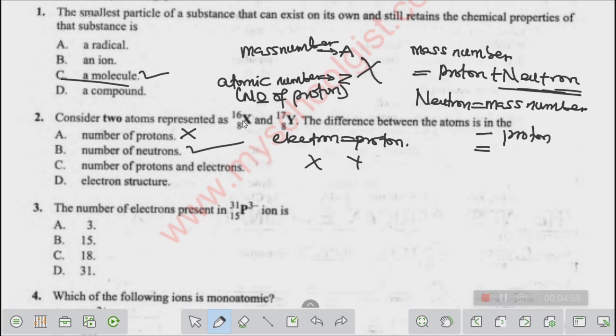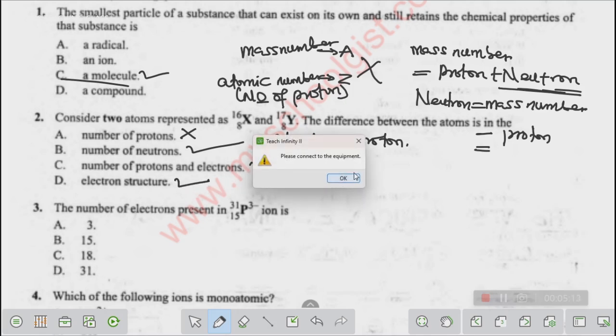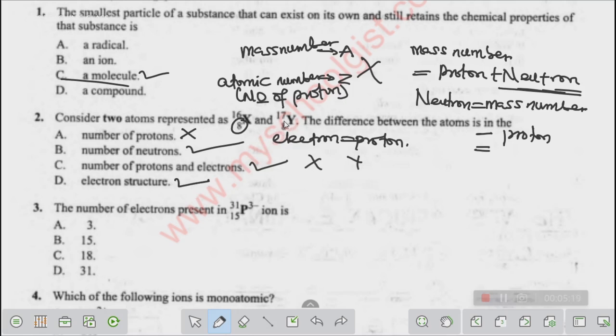So it means both of them, since the 8 is the atomic number, that is the number of protons, the number of electrons also will be 8. So option C is also correct. And they said electron structure. Yes, since they have the same atomic number and the same number of protons, they will have the same electronic configuration. If you want to write the electronic configuration, it will be 2, 8, and the second one also will be 2, 8. So they will have the same electronic configuration. Even if you want to draw it in this way, they will still have the same structure.